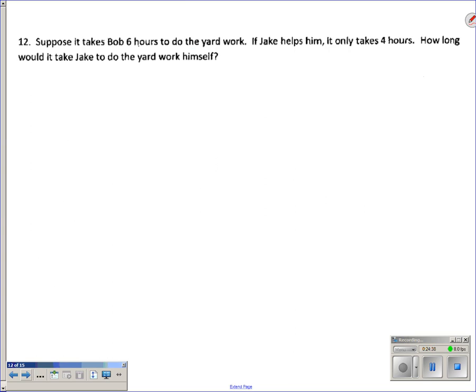Alright, so number 12. Y'all like number 12. Y'all do good with these types of problems. All it is, is a work problem. Remember how this works. So suppose Bob takes 6 hours to do the yard work. If Jake helps him, it only takes 4 hours. How long would it take Jake to do the yard work by himself?